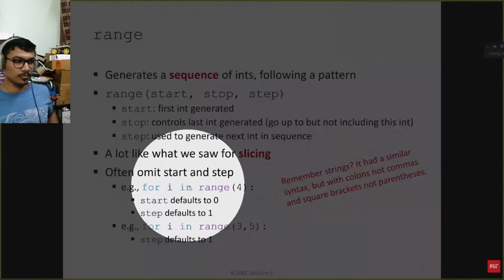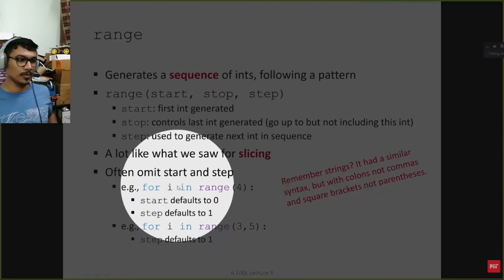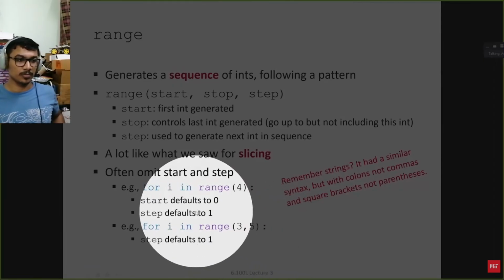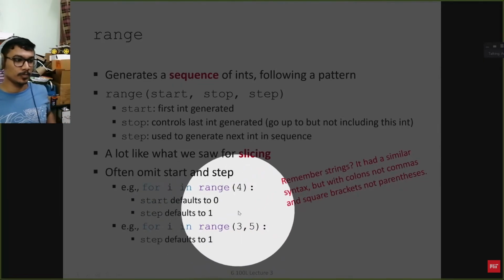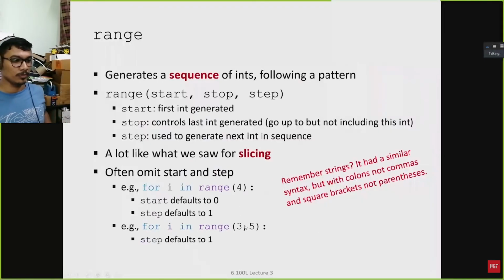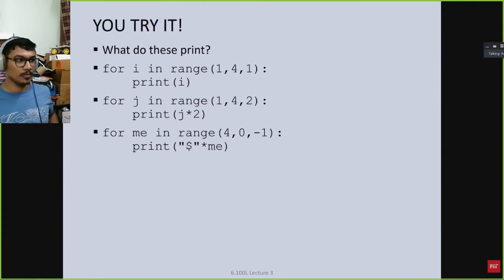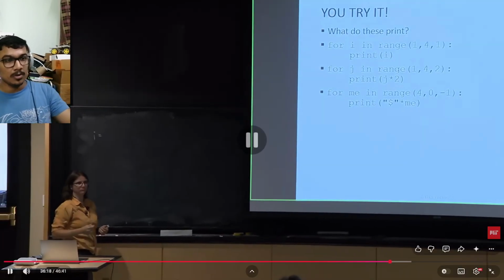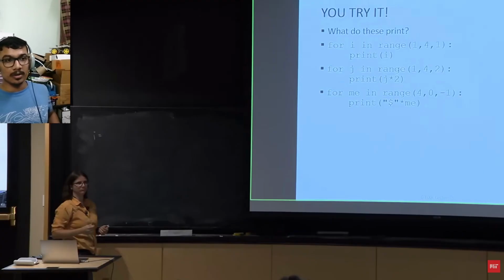So here, for i in range 4, the variable i will take on the values 0, 1, 2, and 3. For i in range 3, 5, i will take on the values 3 and 4. So we go up to, but not including, the 5. Think about these 3 questions. What are the range of values in the first one, and what are we going to print? So in the first one, what range of values is i going to be? What do these print?